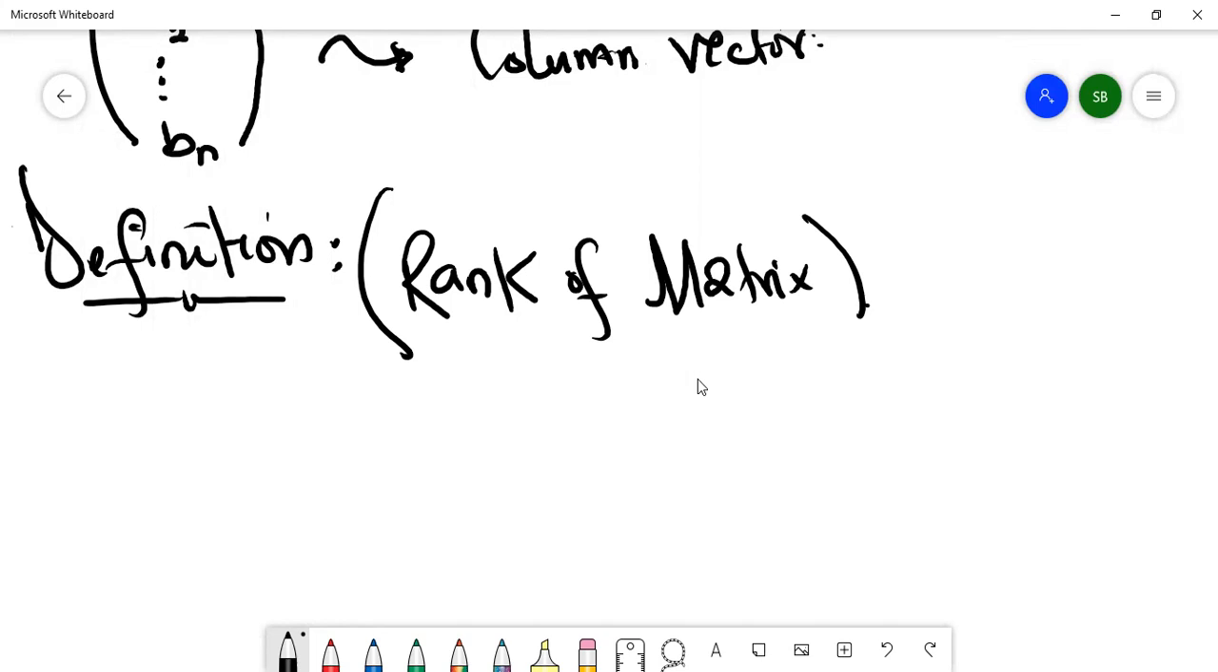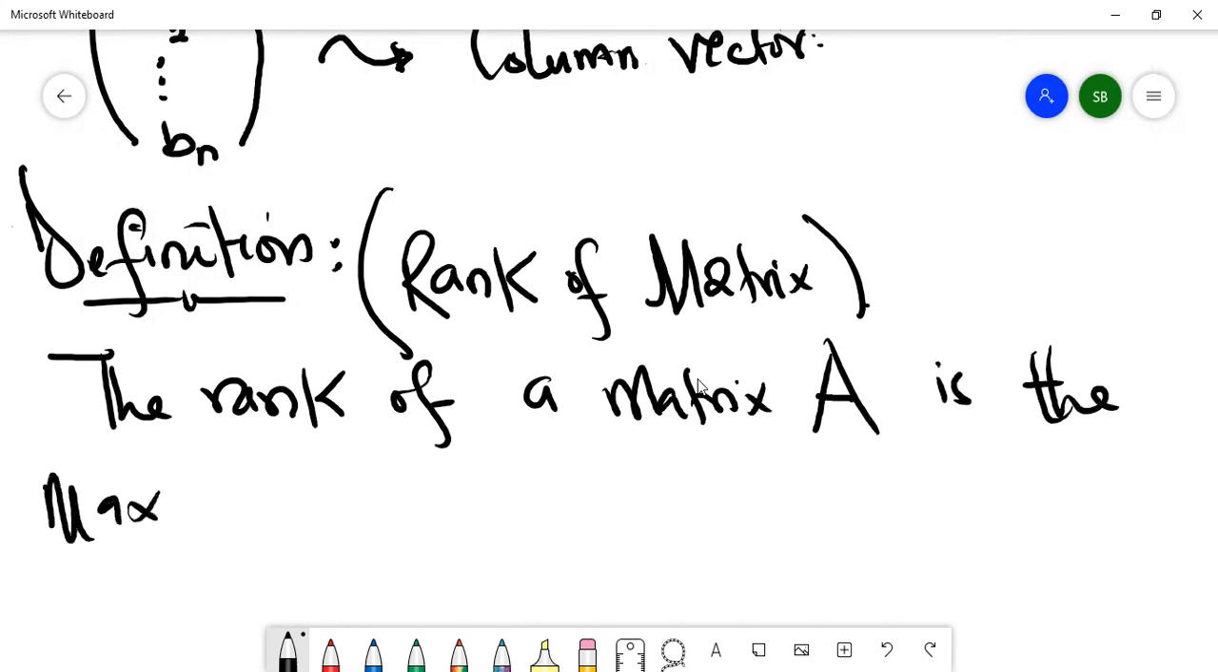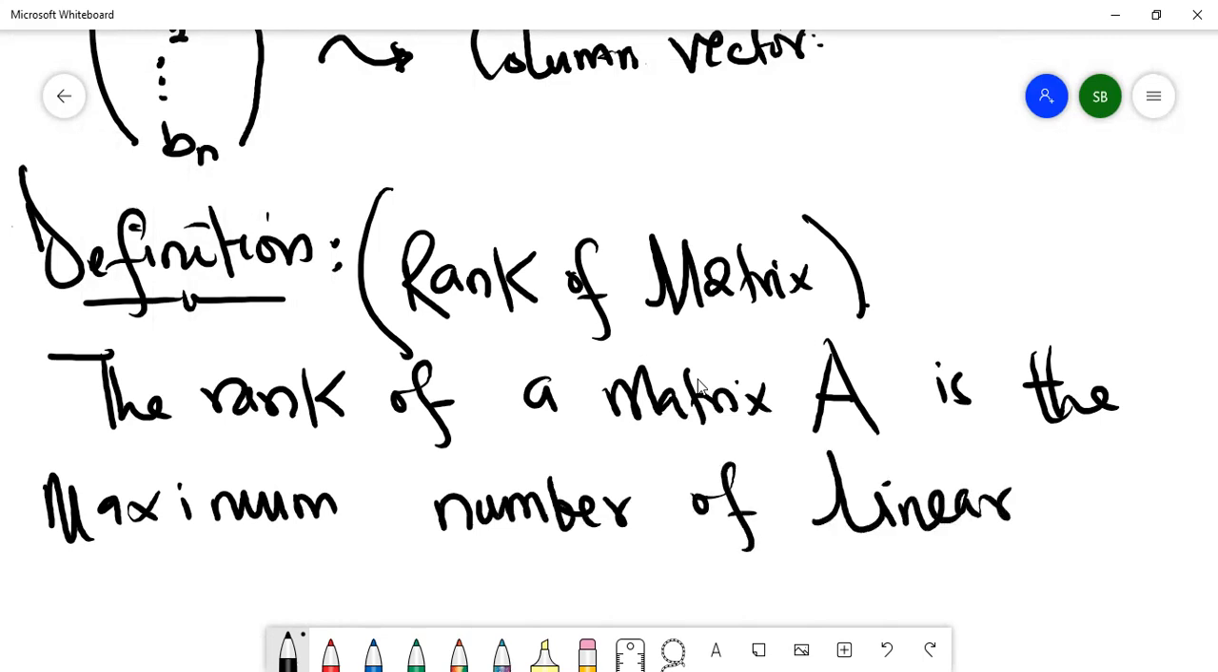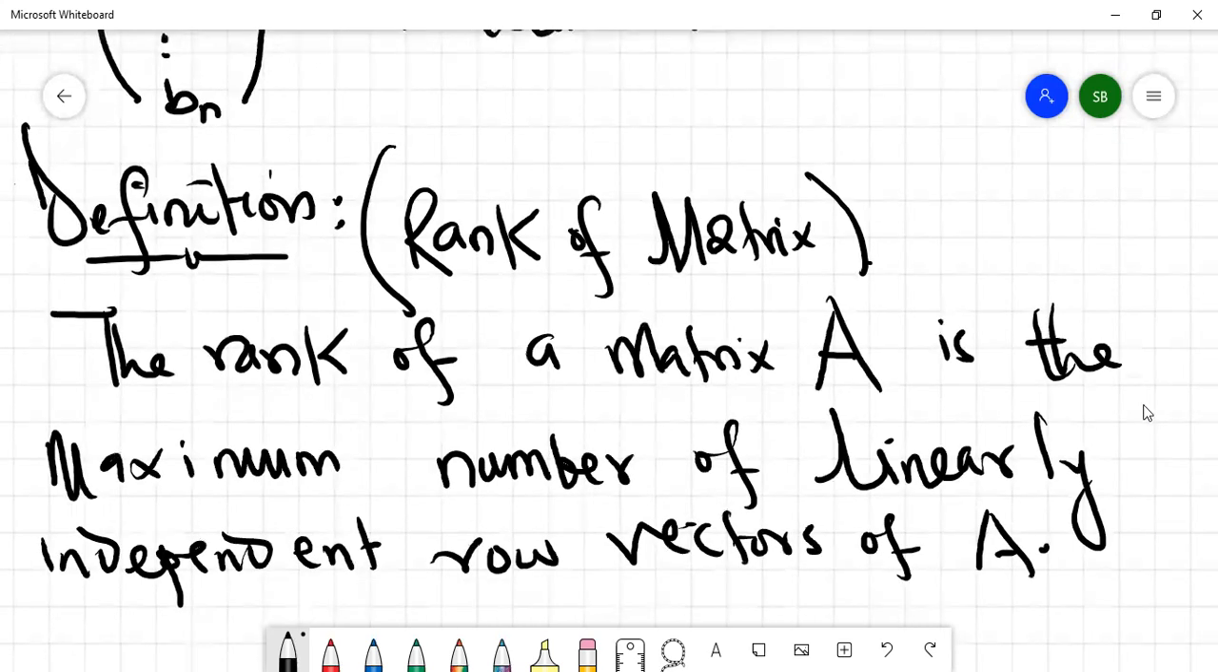All right. The rank of a matrix, say A, is, simply put, the maximum number of linearly independent row vectors. That is just a simple definition.